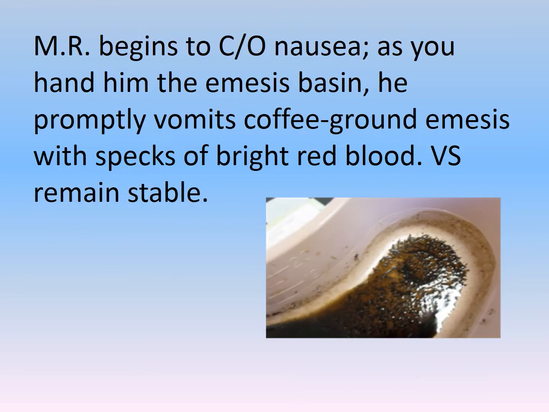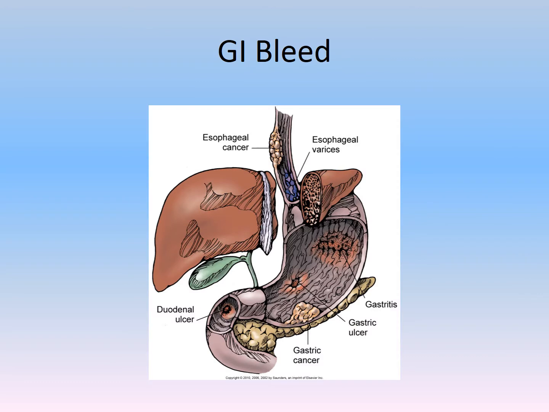So back to our patient. MR begins to complain of nausea, and as you hand him the emesis basin, he promptly vomits coffee ground emesis with specks of bright red blood. His vital signs remain stable. And as you recall, coffee ground emesis simply means it's blood that has actually started to clot. It's old blood. It's not generally indicative of fresh bleeding. And in this slide you can see the different areas of GI bleed: esophageal cancer, gastritis, gastric ulcer, gastric cancer, duodenal ulcer.